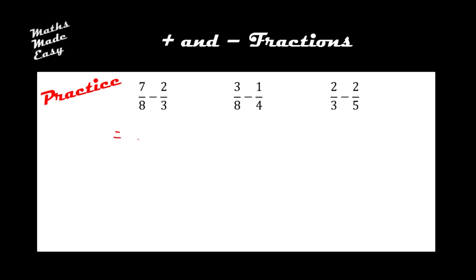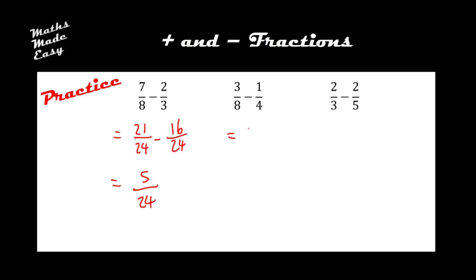So for this first one, I would go for out of 24. And 8 times 3 is 24, so 7 times 3 is 21. 3 times 8 is 24, so 2 times 8 is 16. And then I do my subtraction and I end up with 5 out of 24.